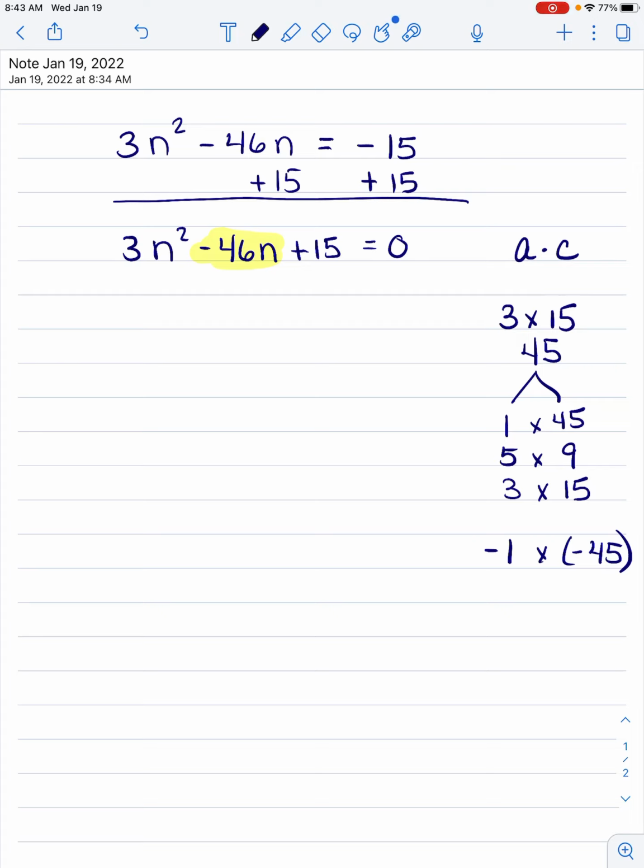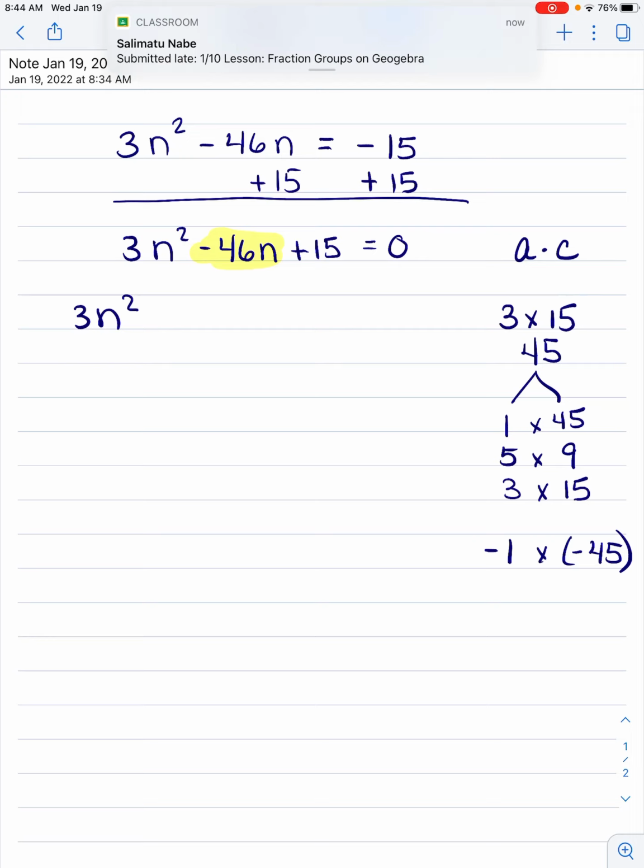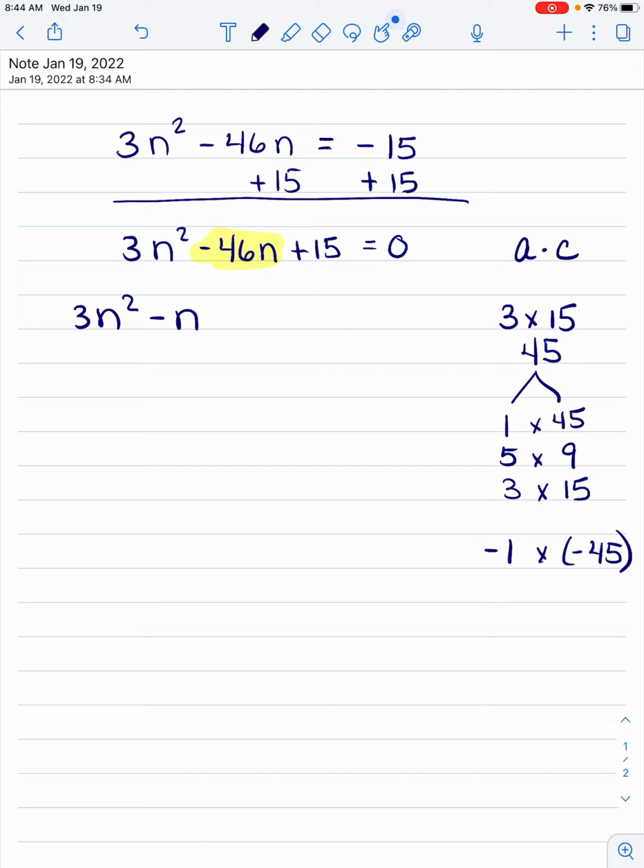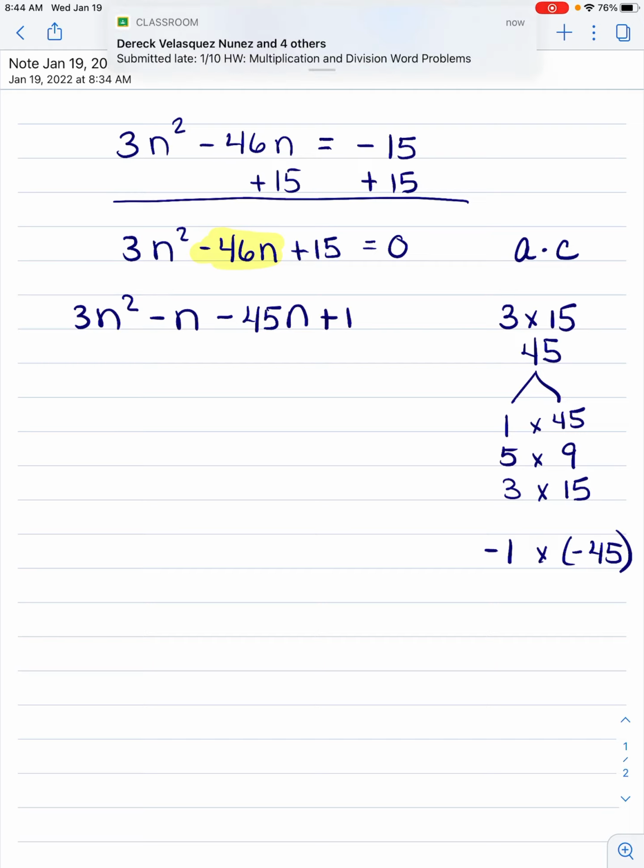And what I'm going to do is I'm going to break this middle term down into these factors. So it's going to look like this: 3n squared minus n, that's the factor of 1, so it would be minus 1n, plus, well, actually I'm going to do minus. I could do plus a negative, but I'm going to do minus 45n. So minus n minus 45n is going to give me a sum of minus 46n, plus the 15, and that's going to be equal to 0.